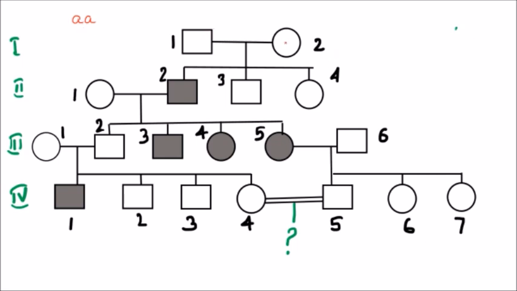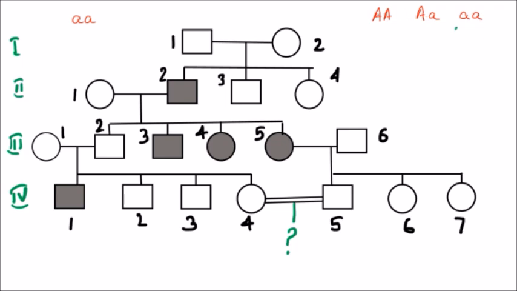The progeny here can be either homozygous dominant, heterozygous, or homozygous recessive. These three are possible in this pedigree. Now let's move to the first point. You can see that 1 and 2 are phenotypically normal. As the disease is expressed only in the homozygous recessive condition, 1 and 2 can each be either homozygous dominant or heterozygous.